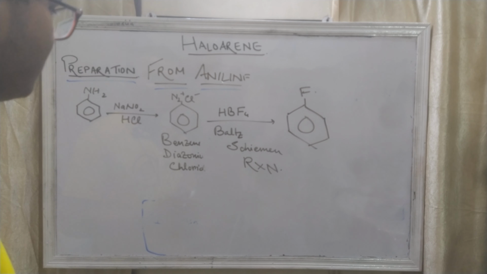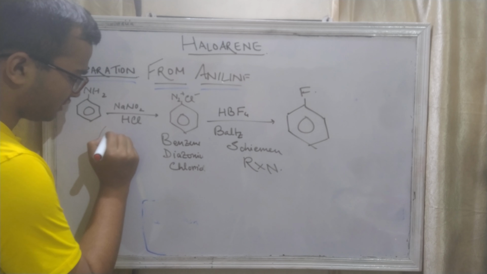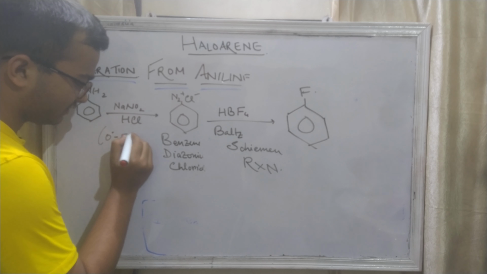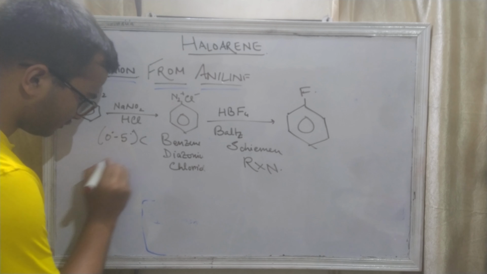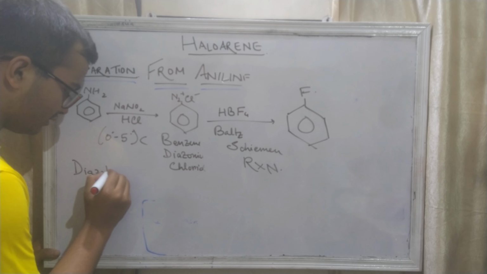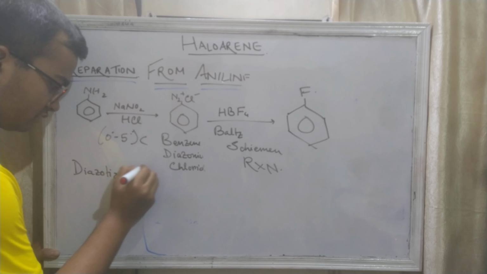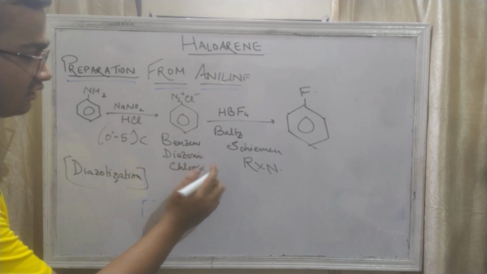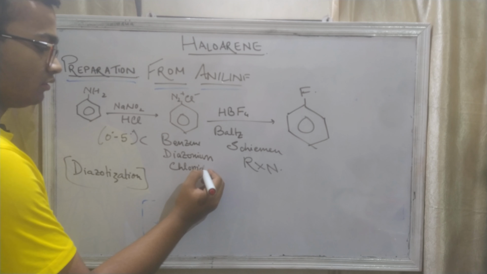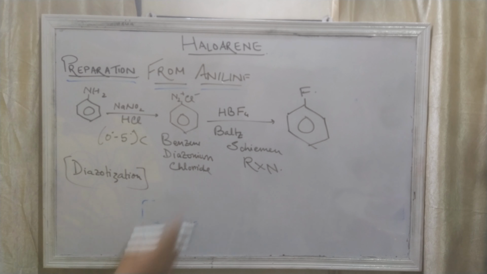I missed out a thing while preparation of this benzene diazonium chloride. You have to remember that this thing is done in 0 degree to 5 degree centigrade, and the process is called diazotization. Okay, and this one is the diazonium salt. It is also called diazonium chloride. Anything you can call it. This one is a diazo product.